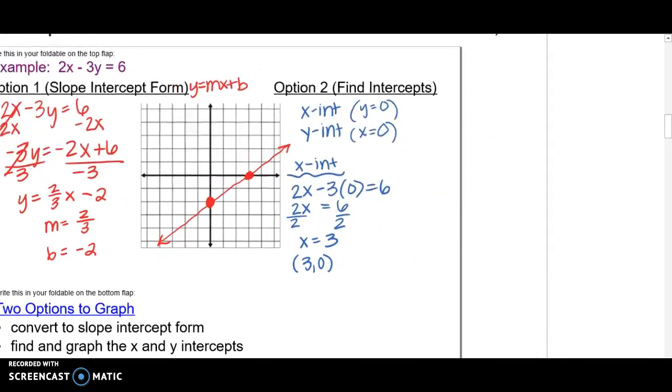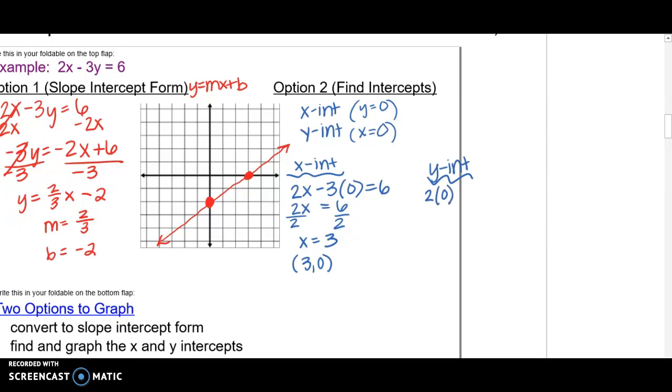Okay, I'm going to move over. So for my y-intercept, I do the same thing except now x is 0. So I have 2 times x, which is 0, minus 3y equals 6. I'm left with negative 3y equals 6 because this 2 times 0 is 0. Divide by negative 3, and I get y is equal to negative 2. That point, 0 is my x, negative 2 is my y. So there's a point. Now if I have 2 points, I can graph those.